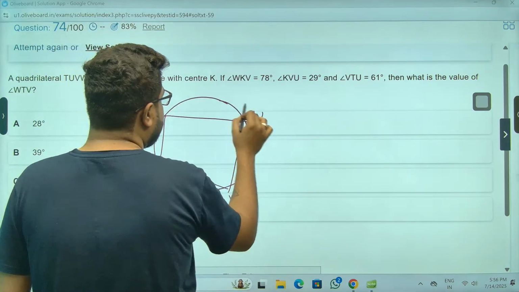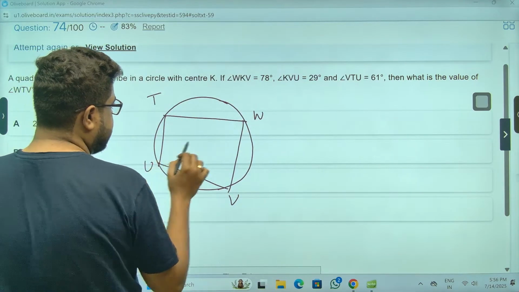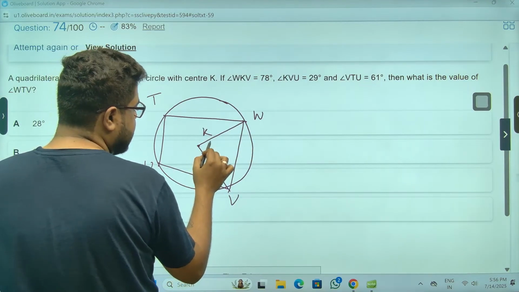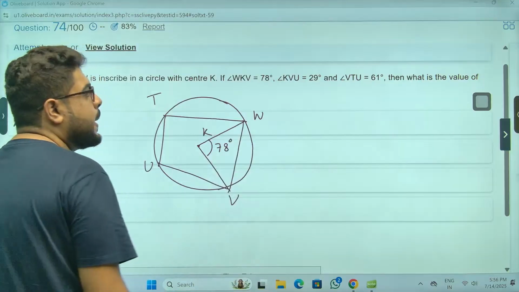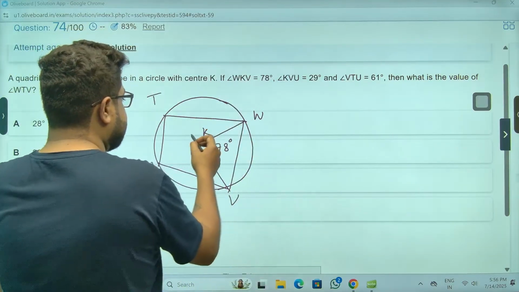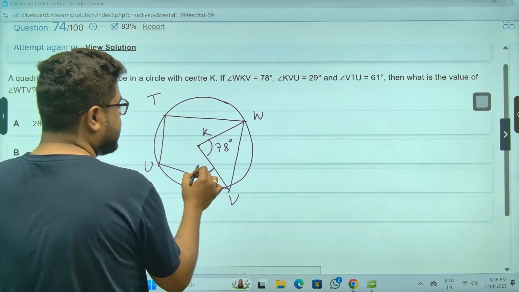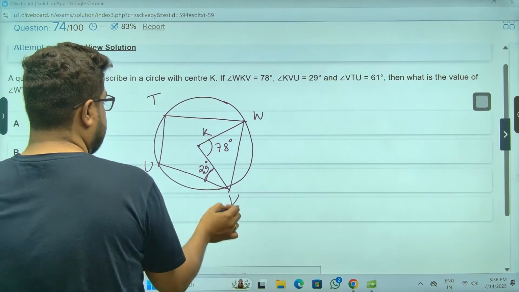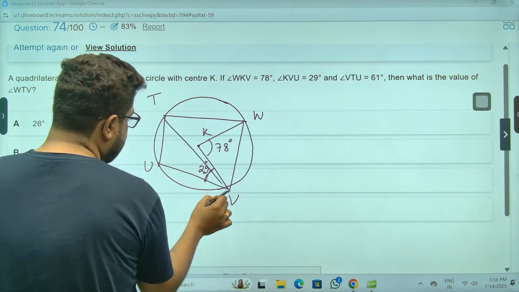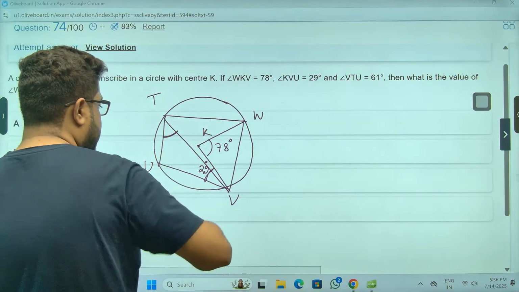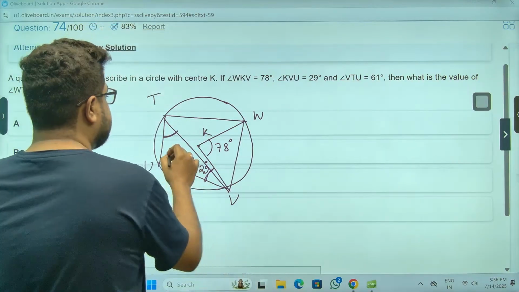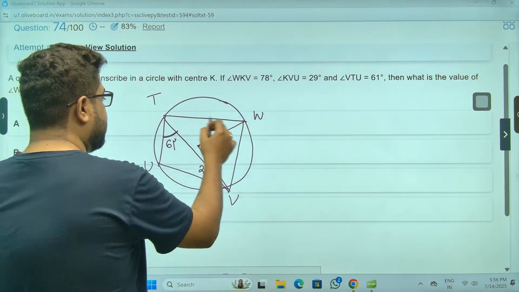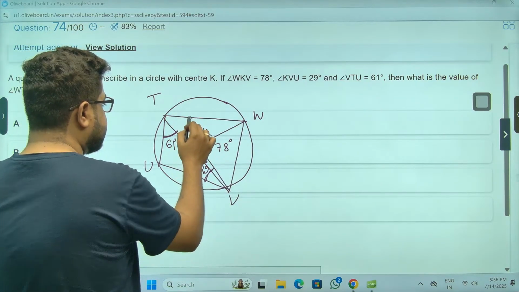TUVW. K. WKV 78. WKV, meaning this is K. This is 78 degrees, sir. Okay. KVU. K is here, V is here, U is here. This is 29. Okay, perfect. VTU. They have asked about this one. VTU. Okay, this is given as 61. Okay. WTV they are asking. WTV meaning they are asking this angle.